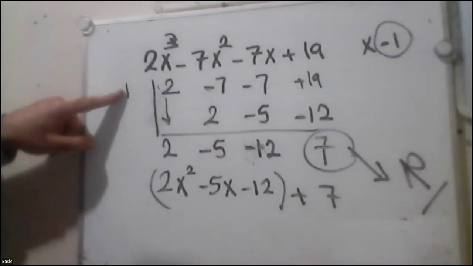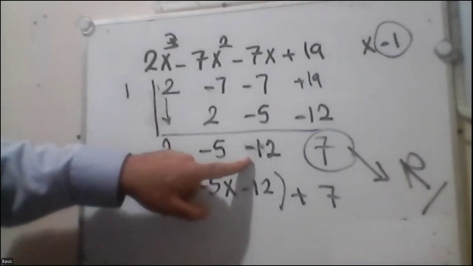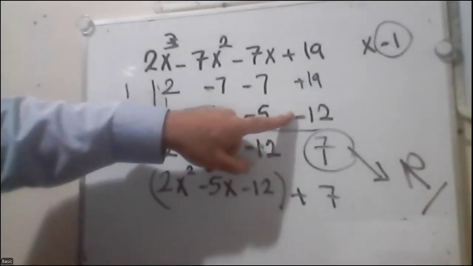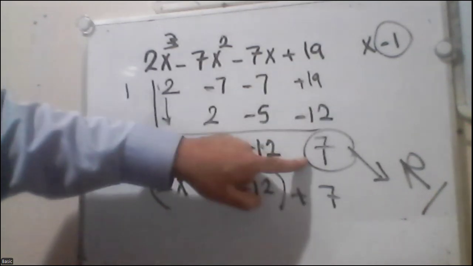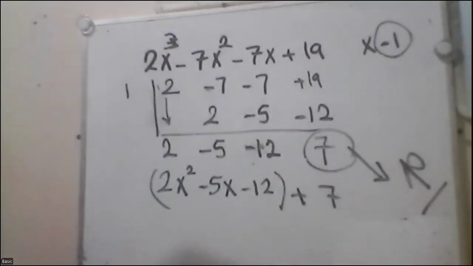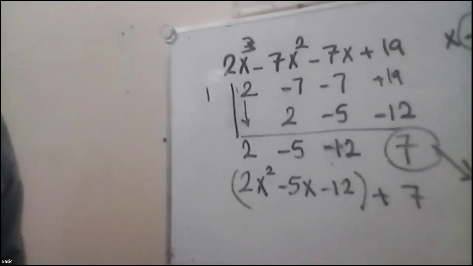Then I would say again, 1 multiplied by minus 12 will give me minus 12. Then this is the last number, 19 minus 12. That will give me 7. 7 will be the remainder of this. We call it this synthetic method. So we call this the synthetic method. And the synthetic method is just for doing the division, like I said before.